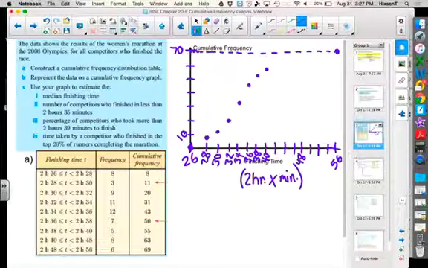Okay. Then finally at 48, we were at 63. Okay. And then we already got our last point. So now we simply connect the points. Okay? And there is our cumulative frequency graph.